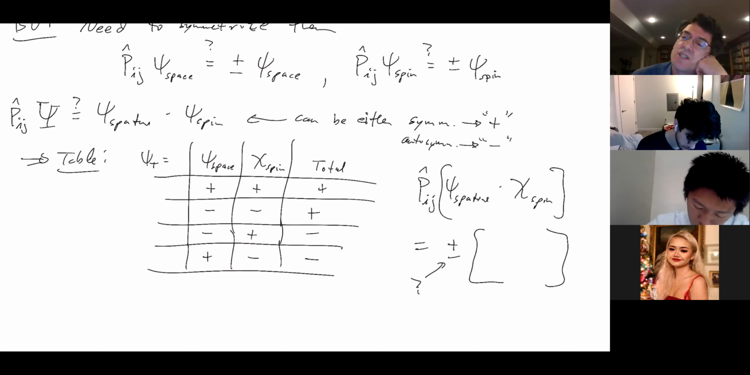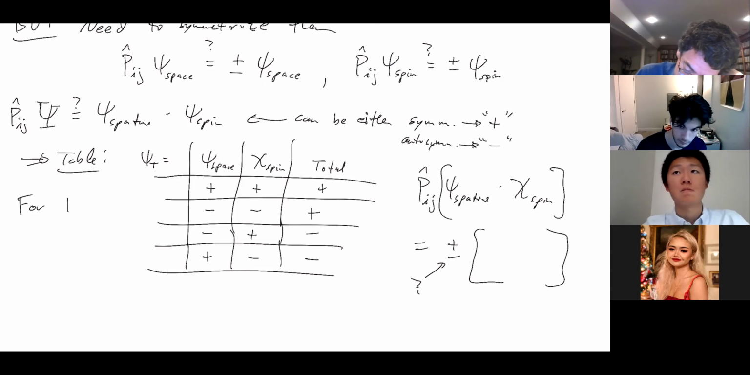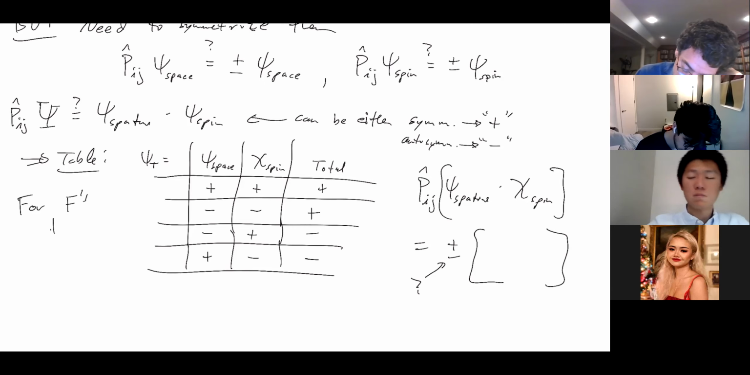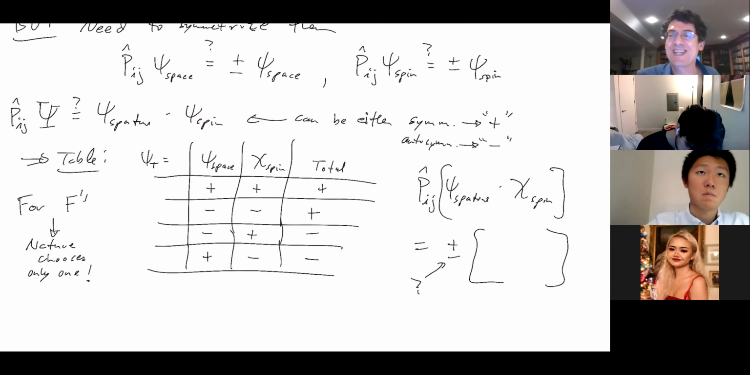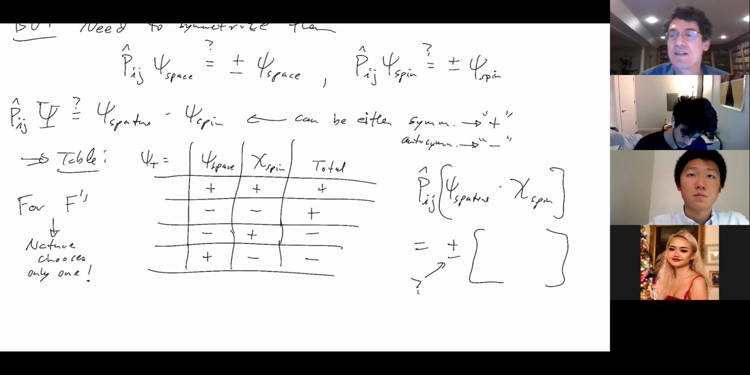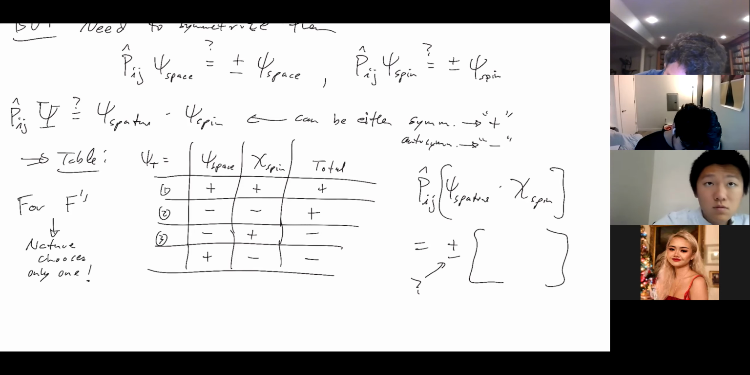But now I'm going to ask you a question. For a system of fermions, like electrons, for indistinguishable fermions, nature chooses one, only one. Which one is it? There can only be one. It's like the Highlander. So which one does nature choose? And I'll name them. I'll call this one 1, 2, 3, 4.